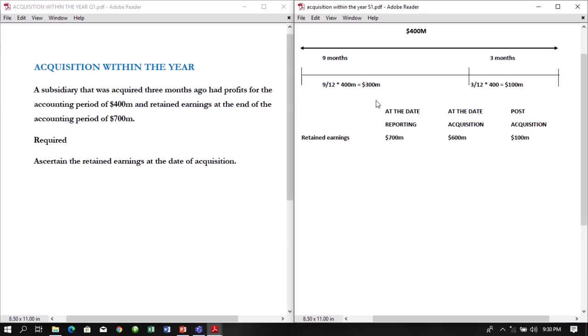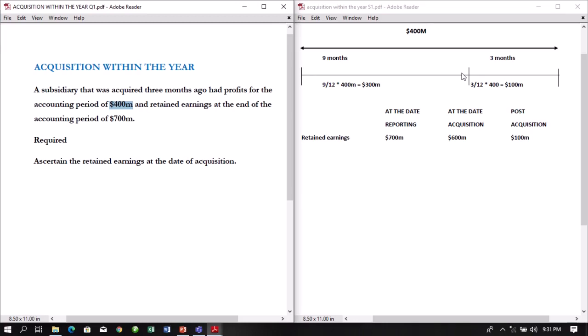Coming to my solution side here, you can see that we are told the profit generated during the year in this question, we are given the profit to be 400 million for the year. If my profit for the year is 400 million, from the beginning to the end, that is 400 million. But don't forget, we acquired this company 3 months ago, which means that from the beginning of the year, up to 9 months, this business is actually in the stage of pre-acquisition. That is, this business is not yet our subsidiary as at this date.